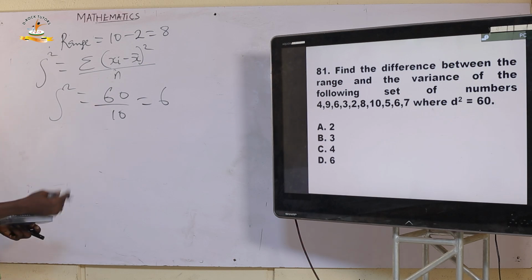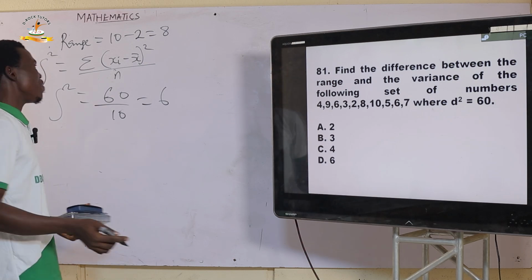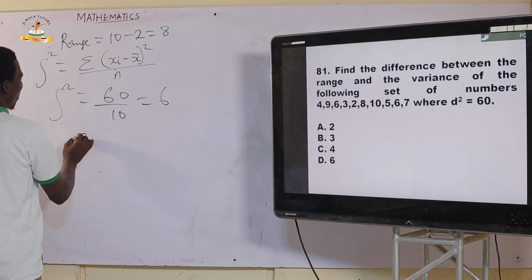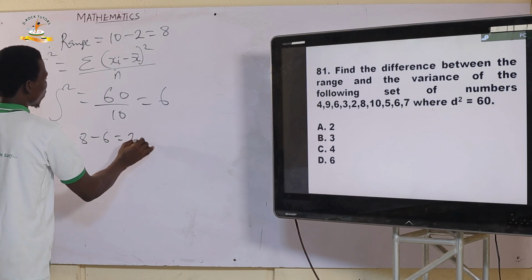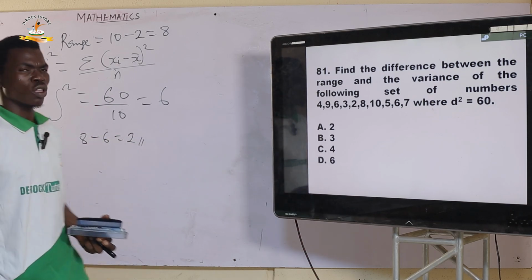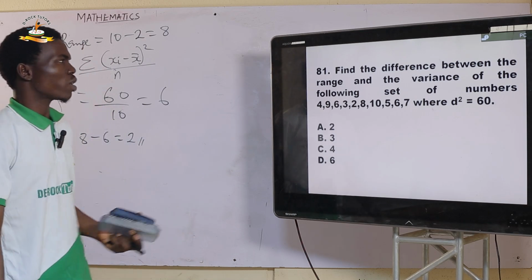So the question says the difference between the range and the variance. So the difference is going to be 8 minus 6, which is simply 2. So the correct option is option A. Our next question.